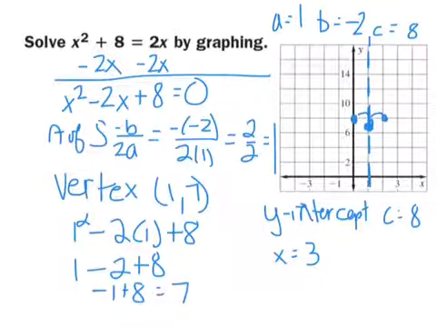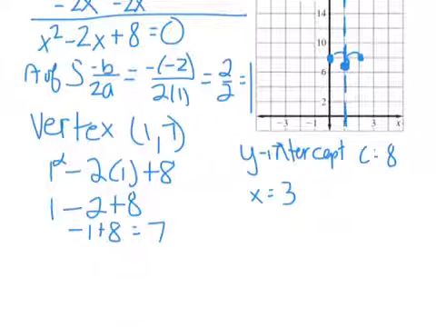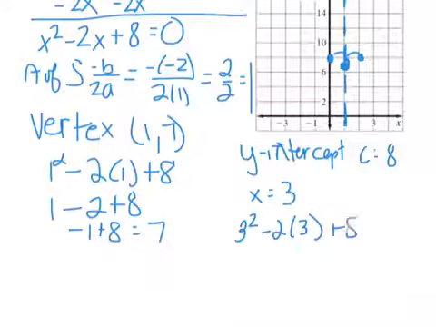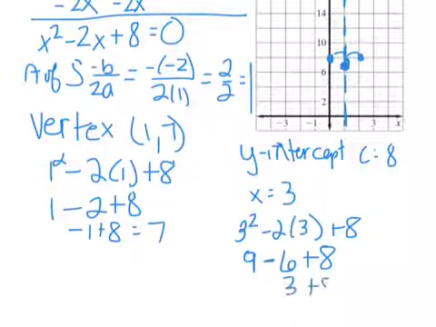And I'm going to sub 3 into my equation. Okay, so I have 3 squared minus 2 times 3 plus 8. 3 squared is 9. 2 times 3 is going to be a negative 6 plus 8. 9 minus 6 is 3 plus 8 is 11. So my next point is at (3, 11), which is a little bit, or halfway between the 10 and the 12.